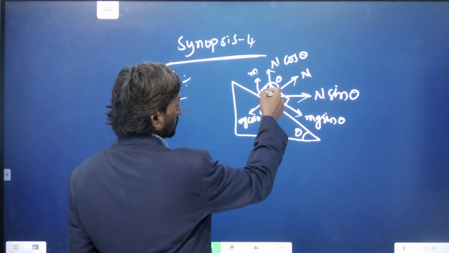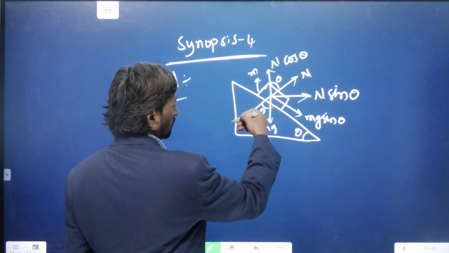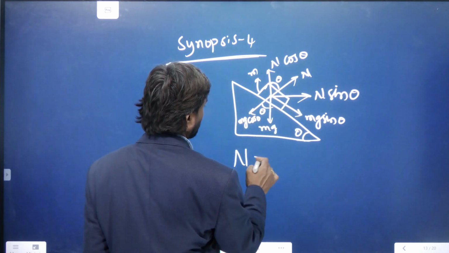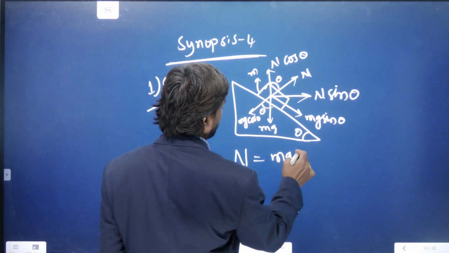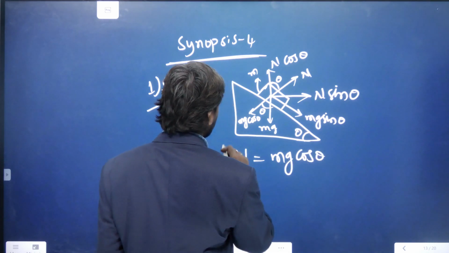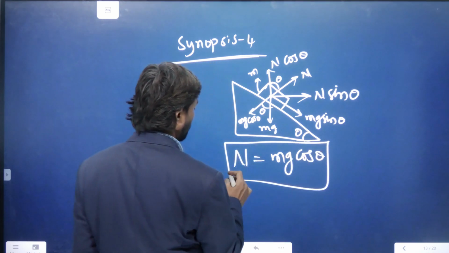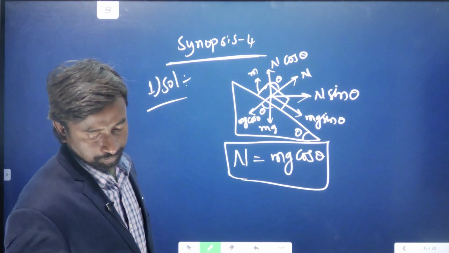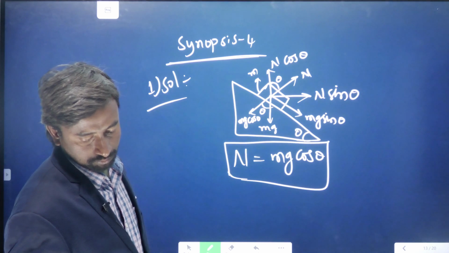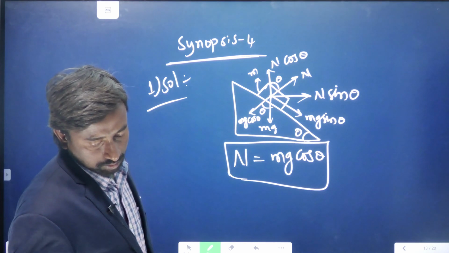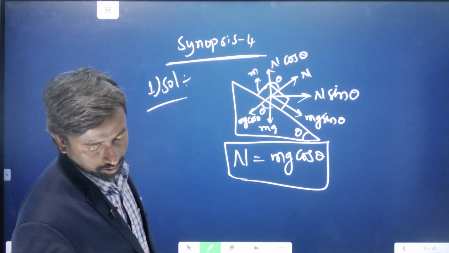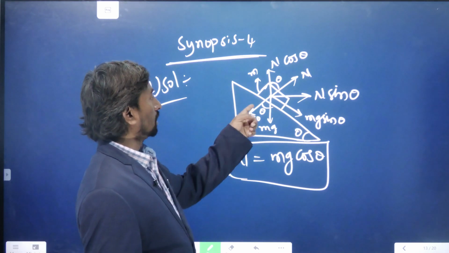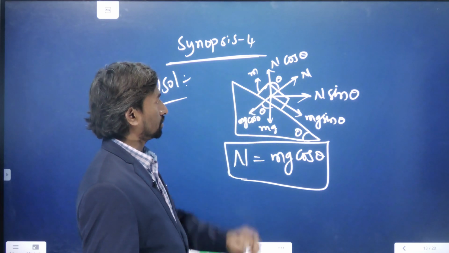The block is applying the force mg cos theta here, and the wedge is applying the force N. So from that we can directly say N is equal to mg cos theta. This is the normal reaction, which is nothing but the wedge applying force on the block, mg cos theta. The force exerted by the wedge on the block has the magnitude of mg cos theta.